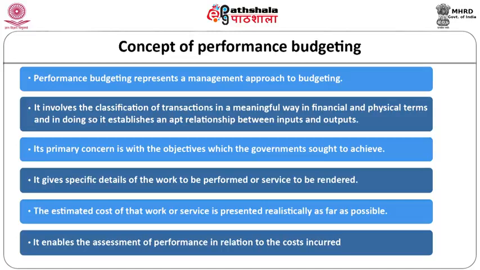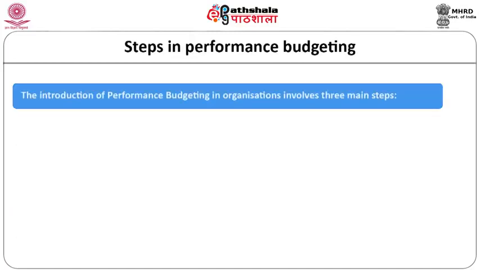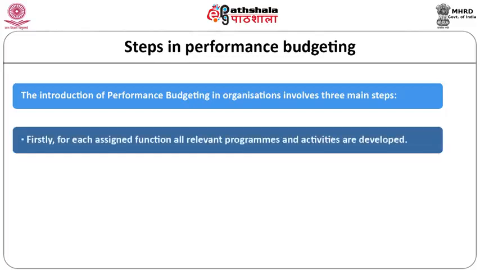Now, after discussing that aspect, we come to another aspect of performance budgeting, that is the steps in performance budgeting. The performance budgeting technique involves three main steps. First, in each assigned function, all relevant programs and activities are developed. Again, I am emphasizing this aspect. This is the first, that whenever we are preparing a budget, we have certain functions keeping in view the objective of that particular administrative or executive organization.